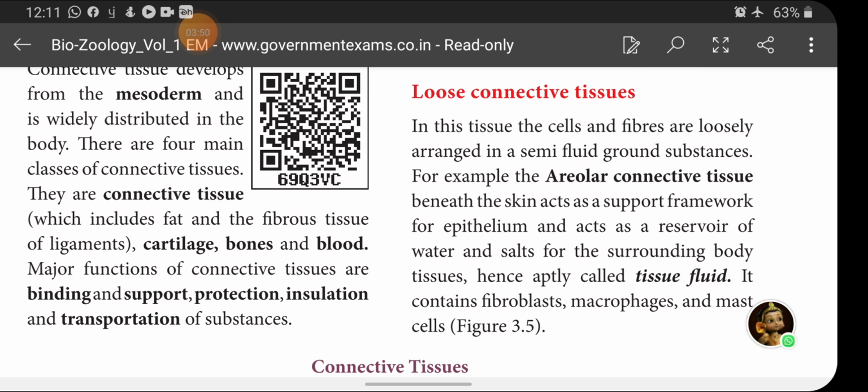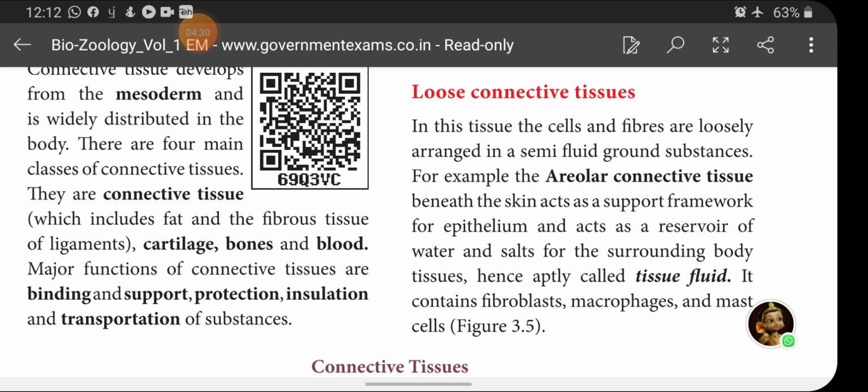Already in the first paragraph itself we have seen that connective tissue consists of three components: fibers, cells and ground substance. So in loose connective tissue, the fibers are loosely arranged in a semi-fluid ground substance. Over the ground substance, fibers are present and cells are also present. The ground substance is semi-fluid and fibers are loosely arranged over it. Hence it is called loose connective tissue.